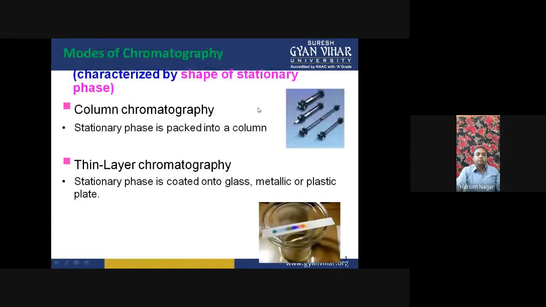Now, the modes of chromatography are also characterized by the shape of the stationary phase. In column chromatography, the stationary phase is packed into a column. While in thin layer chromatography, the stationary phase is coated onto a glass, metallic or plastic plate. So on the basis of the shape of the stationary phase, either it is filled in the column or coated on a plate. The chromatographic methods can be classified into two categories: thin layer chromatography and column chromatography.